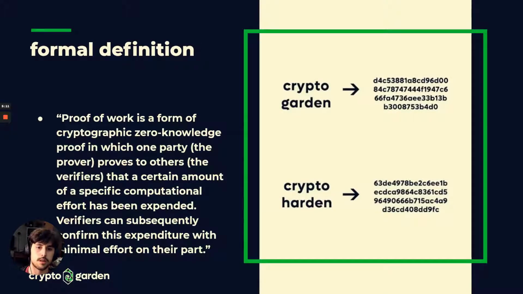Proof of work is a form of cryptographic zero-knowledge proof in which one party, the prover, proves to others, the verifiers, that a certain amount of a specific computational effort has been expended. Verifiers can subsequently confirm this expenditure with minimal effort on their part.